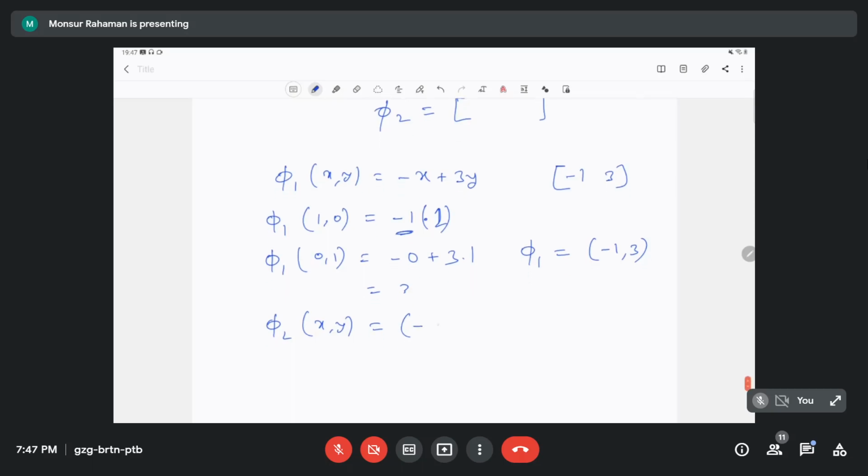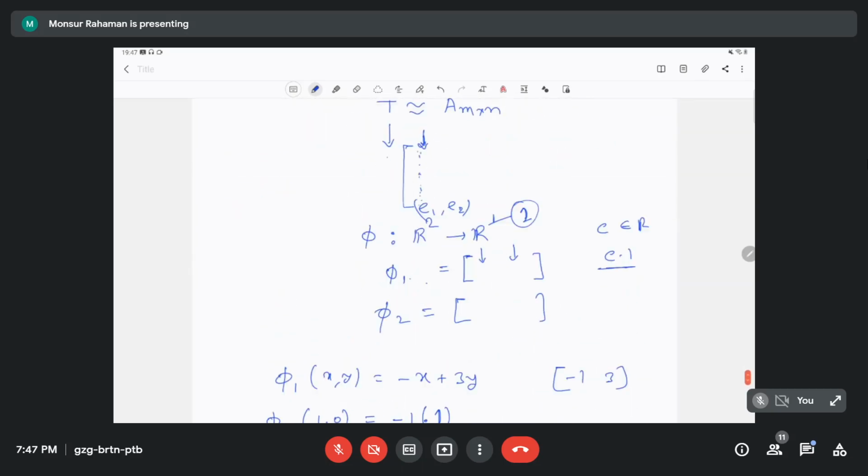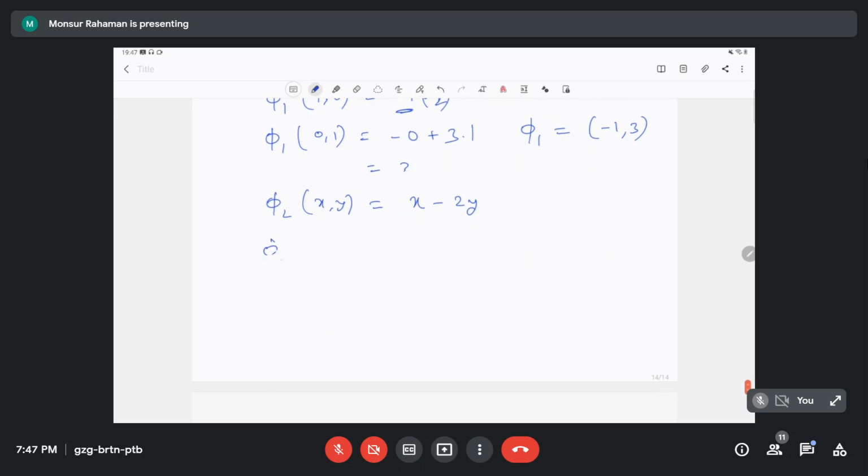Secondly phi 2. The definition of phi 2 was x minus 2y, x minus 2y. So, sorry, this is phi 2. So the first column of phi 2 is 1, and for 0 1 it is -2, so this is the second.